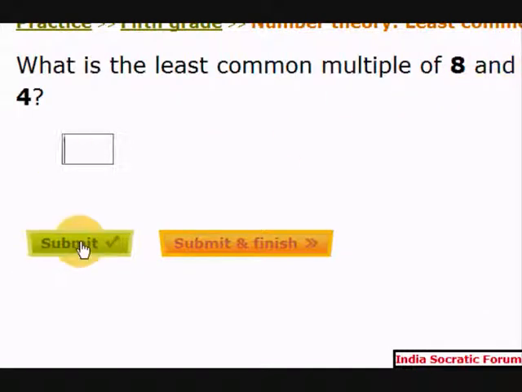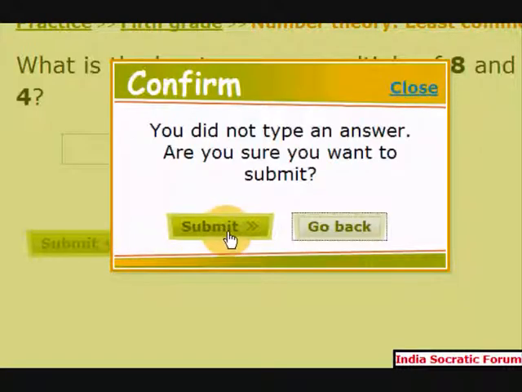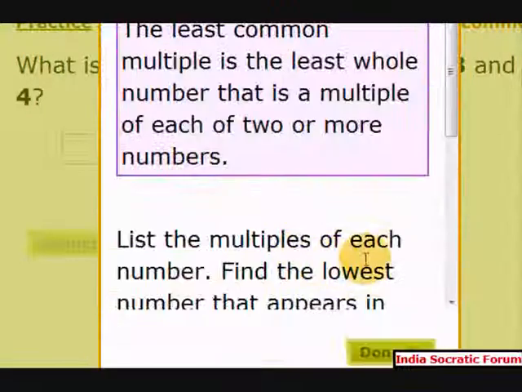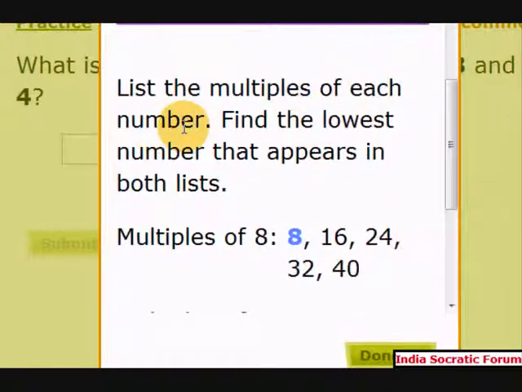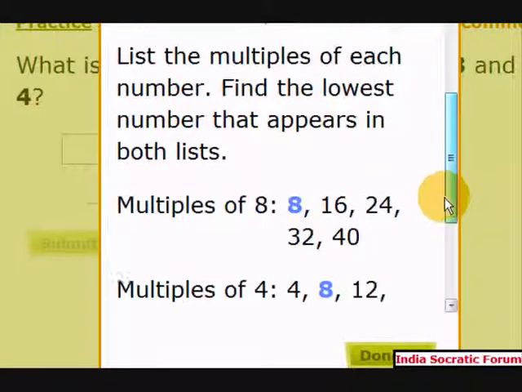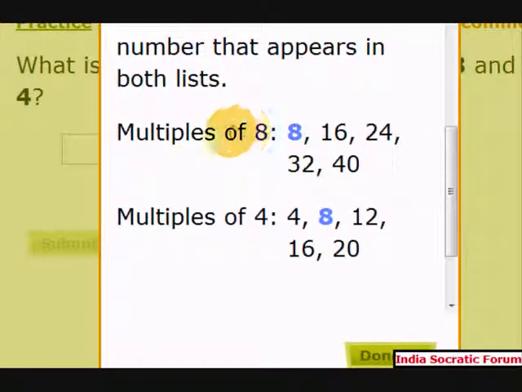Common multiple of 8 and 4. What is LCM of 8 and 4? Pause the video and find it. The answer is 8. The reason is, read it loud. List the multiples of each number. Find the lowest number that appears in both lists. What are the multiples of 8? See the multiplication table. 8, 16, 24, 32, 40. Multiples of 4: 4, 8, 12, 16. What is the least? The least is here. What is the greatest? The greatest is here. 16 is the greatest multiple, 8 is the least multiple. We need only the least multiple.